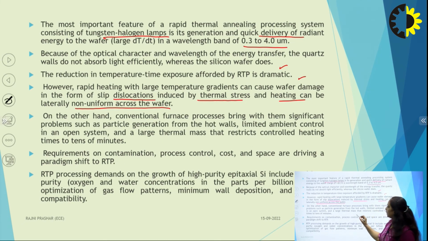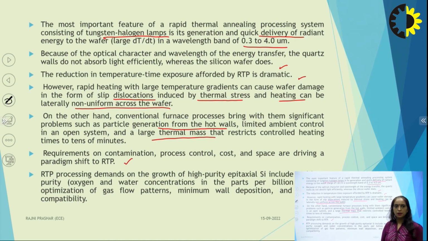On the other side, conventional furnace processes bring with them significant problems such as particle generation from hot walls, because we know that if you use hot wall chambers, the chances are contaminations will be deposited on the epitaxial layer. So limited ambient control in an open system is there. The large thermal mass restricts the controlled heating time, that is tens of minutes, and the requirements of contamination and process control, cost and space are driving a paradigm shift to RTP.